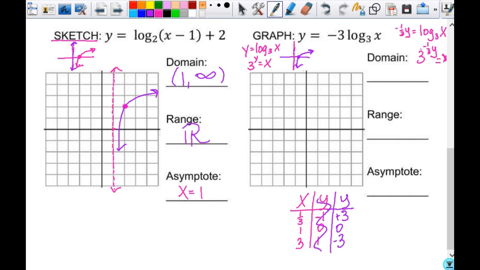Now, since I'm not shifting anywhere, does my asymptote move? No. So what's my asymptote? X equals 0. Okay. So my asymptote doesn't change, so let's go ahead and put that one in there. And then I have my 3 points to plot. I can go to 1/3, 3, 1, 0, and 3, -3, like so. And I can just draw that in there, and there is my graph. My domain goes from 0 to infinity, and my range is all real numbers.